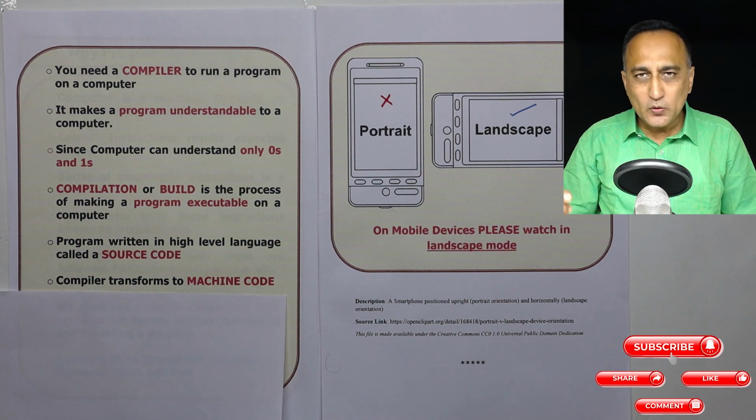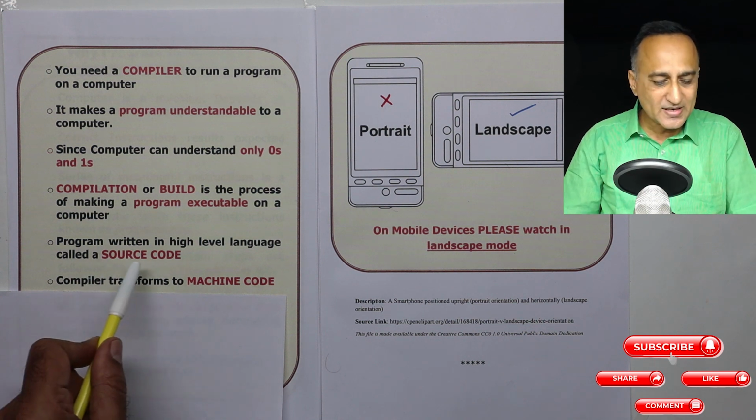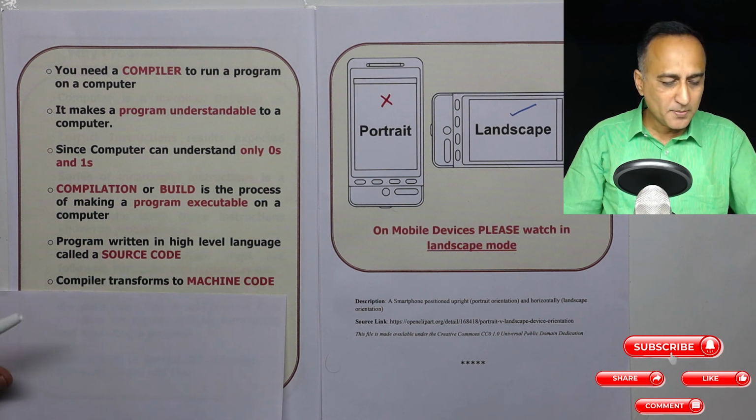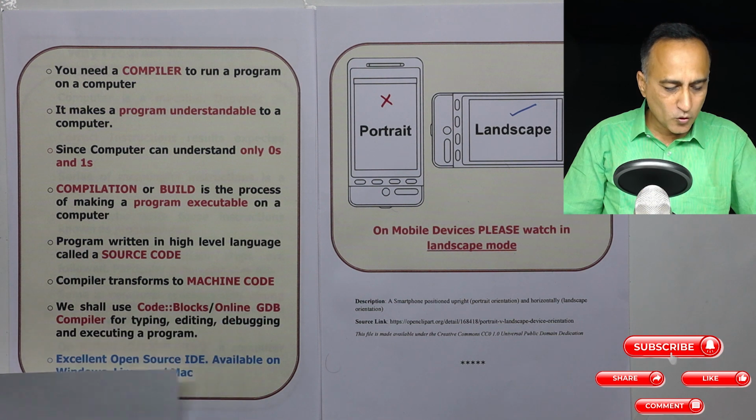The program you type in your integrated development environment or in the notepad in C, that code is known as the source code. The compiler transforms your source code into machine code or object code.